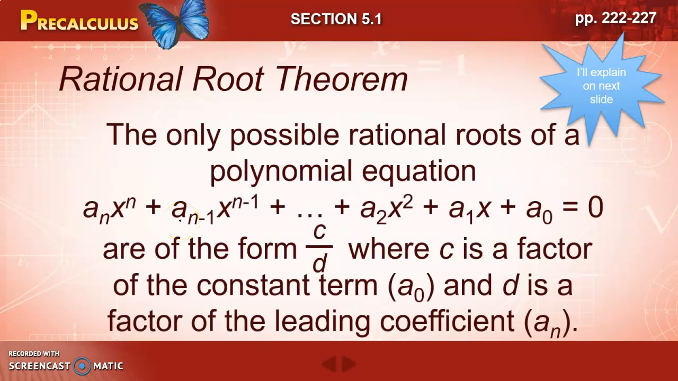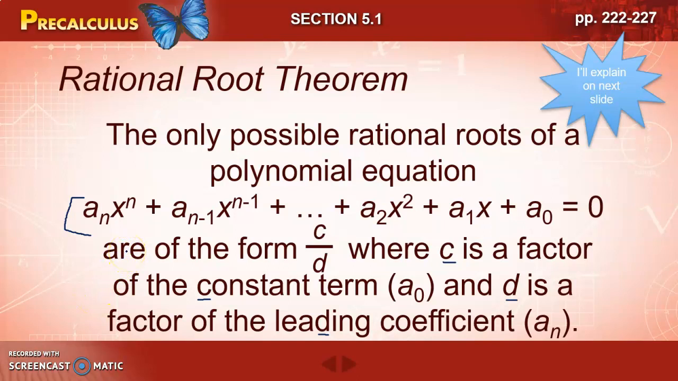The only possible rational roots of a polynomial equation, and this is just the mathematical notation or definition, if you will, for a polynomial equation. So the only possible rational roots of a polynomial equation are of the form C over D, where C is a factor of the constant term and D is a factor of the leading coefficient.